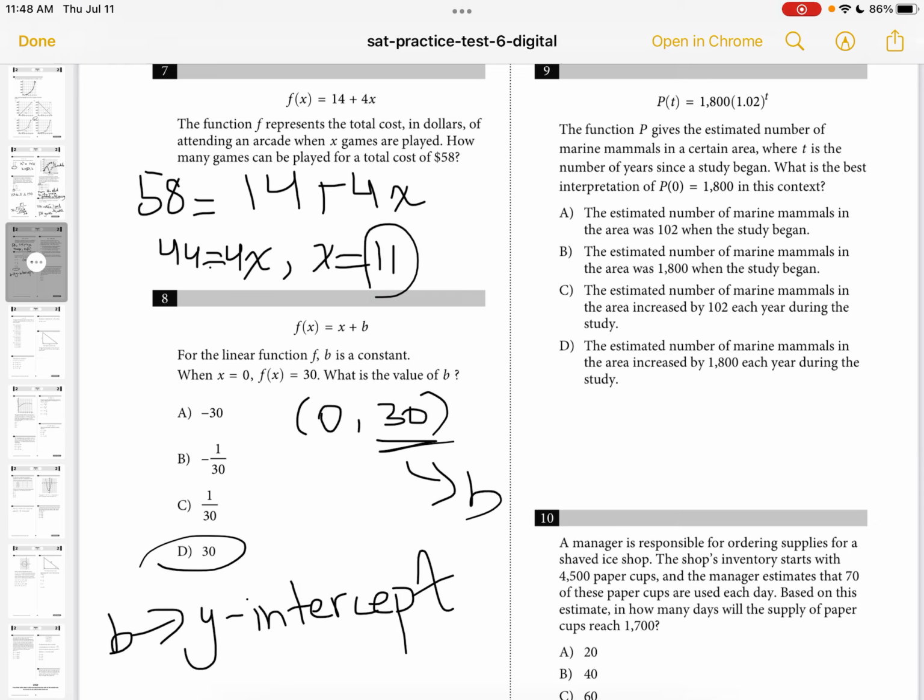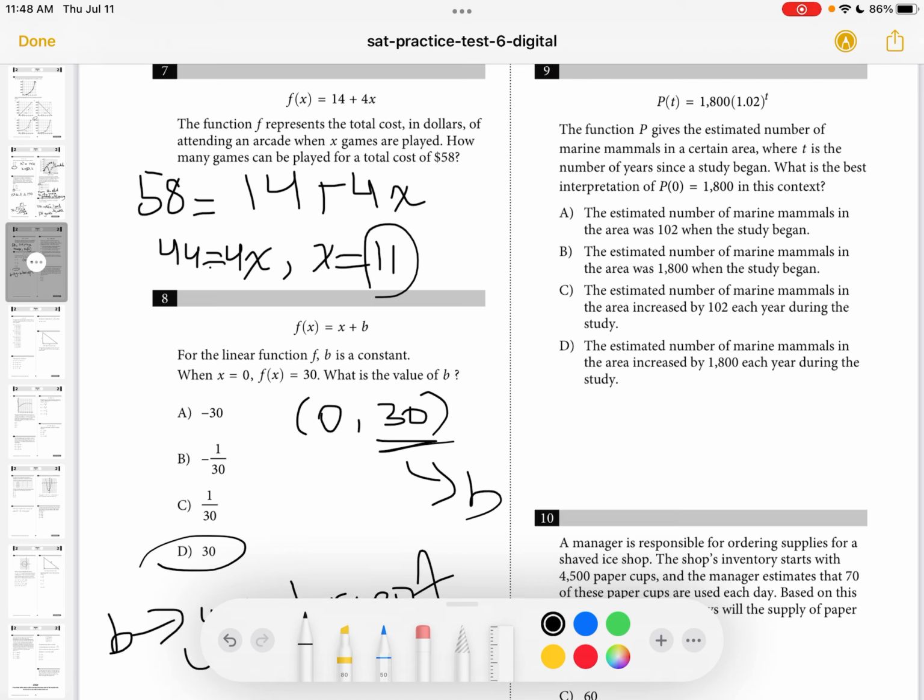Number 9. The function p gives the estimated number of marine mammals in a certain area, where t is the number of years since the study began. What is the best interpretation of p of 0 equals 1800 in this context? Alright, so p of 0 tells me that 0 years passed since the study began, which means that at time t equals 0, the study just started, and the initial population of the marine mammals in that area was 1800.